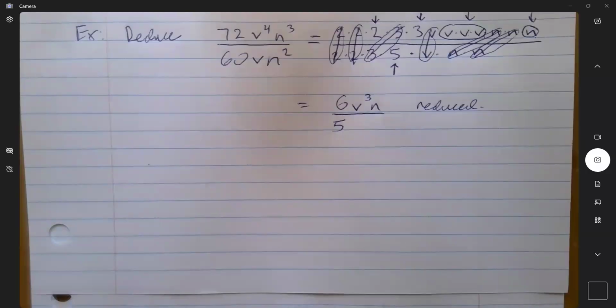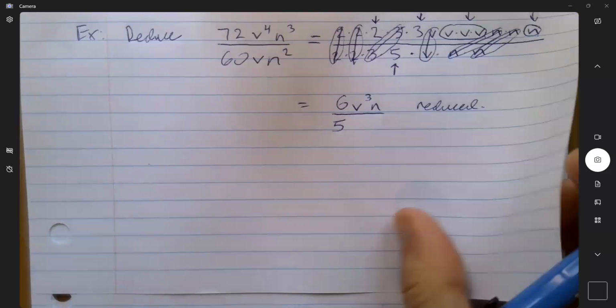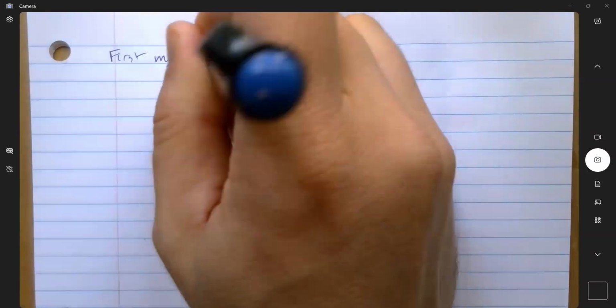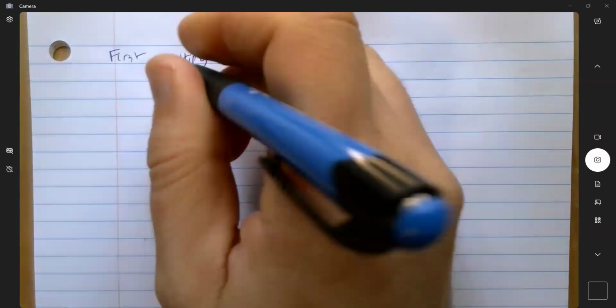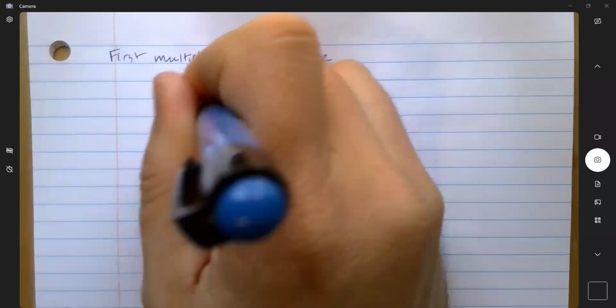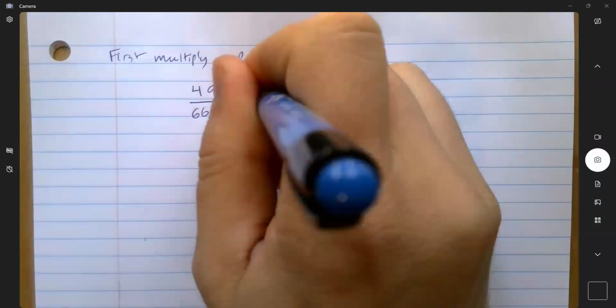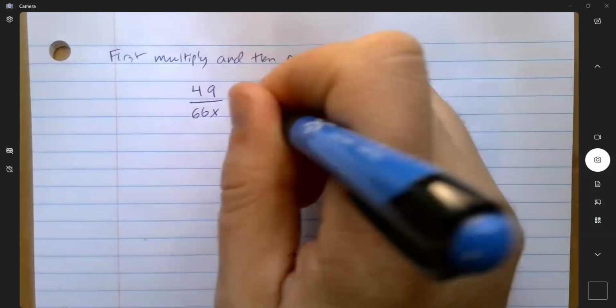All right. Moving on. New question. We're going to do a two-step process. First, multiply, and then reduce the fraction 49 over 66x times 30x squared over 21.